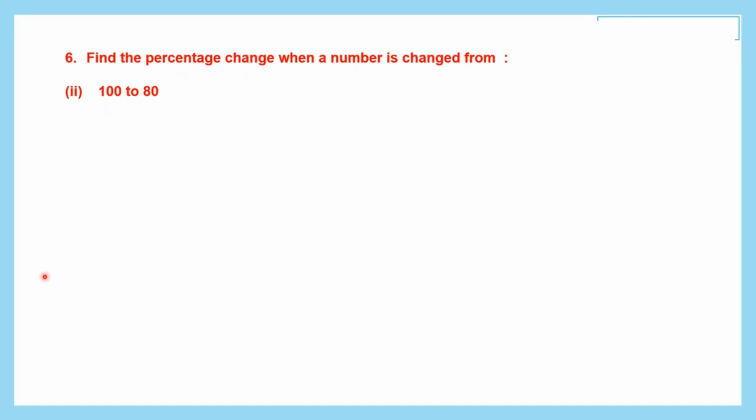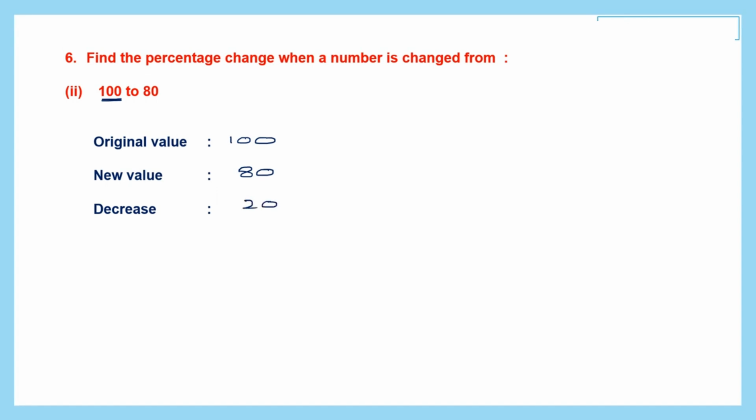Question 2, we have to find the percentage change. So let's write what's given to us. This time the original value is 100. What is the new value? The new value is 80. So as you can see, it has come down, isn't it, from 100 to 80. That means there is a decrease. And what is the decrease? 100 minus 80 is the decrease, and that is 20.